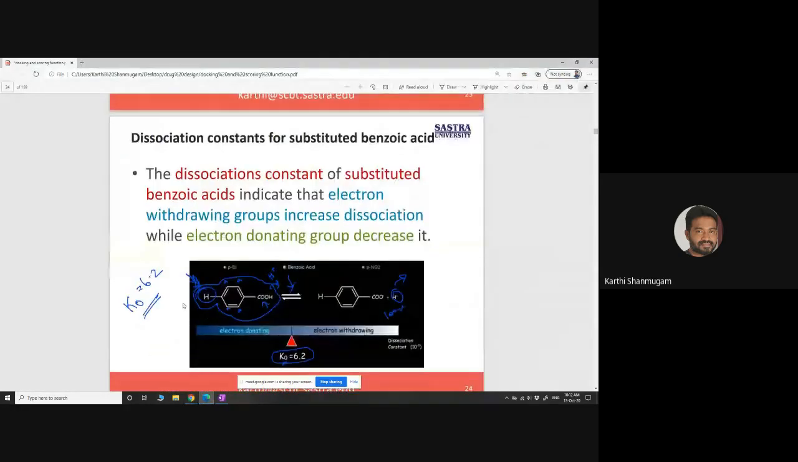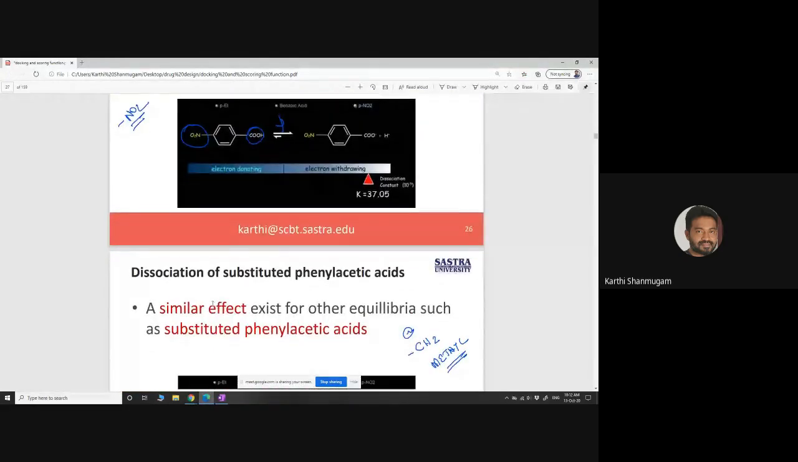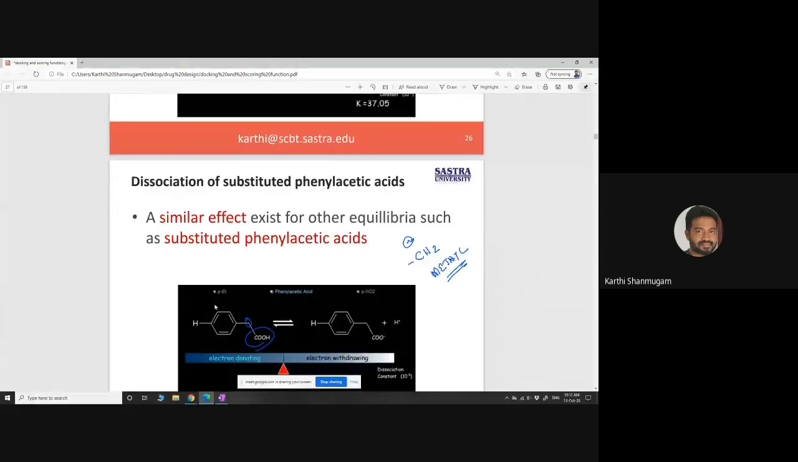See, you have to compare this benzoic acid with this phenyl acetic acid. That's all. Somebody already answered that there is an extra CH2 group. Sir, the functional group is not directly attached to the ring, sir.